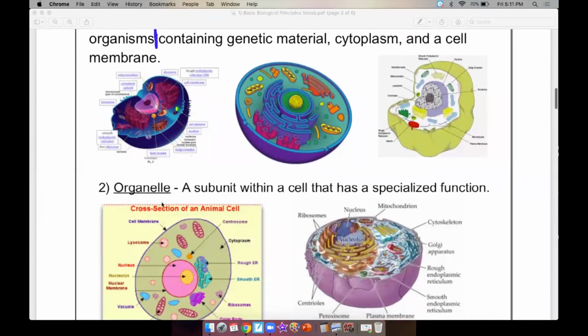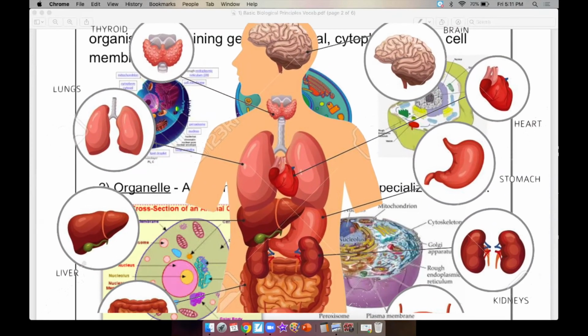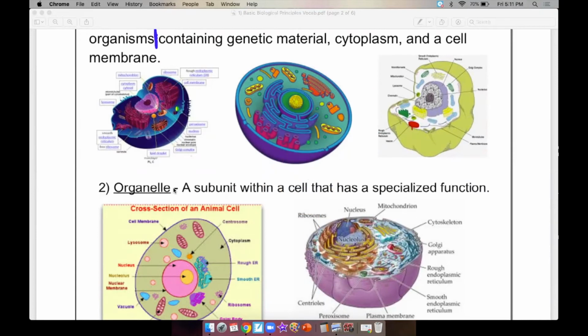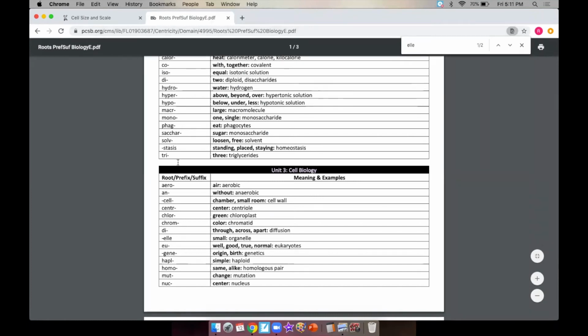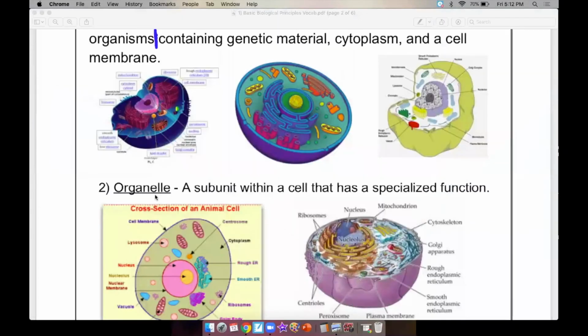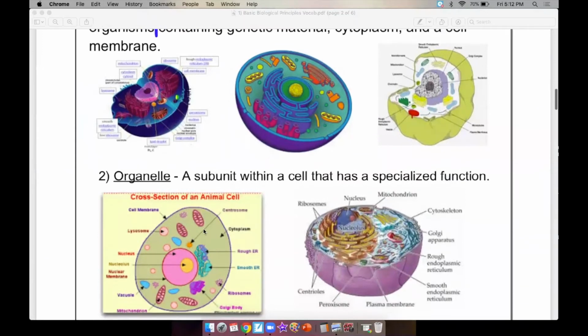Take a look at this word, organelle. Just like your body has organs, your cells have organelles. Right? The organs have a job to do to keep you alive. The organelles have a job to do to keep the cell alive. Take a look at ELLE in my prefix and suffix dictionary here. ELLE, I meant to say, means small, as in organelle. It literally means small organ. So just like the organs in your body that have a job to keep you alive, organelles have specific jobs to keep the cell alive.